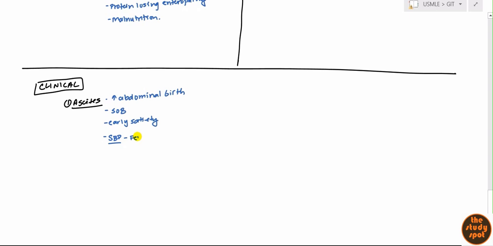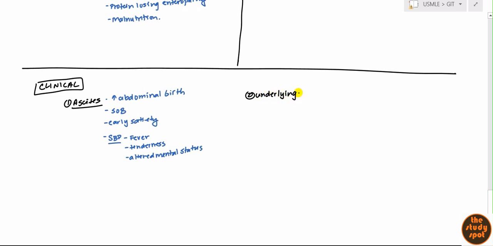Now, if they have spontaneous bacterial peritonitis, which is SBP, in other words, if they get an infection, this can add on to symptoms of fever, tenderness, and even altered mental status. So that's another thing that we need to look out for.